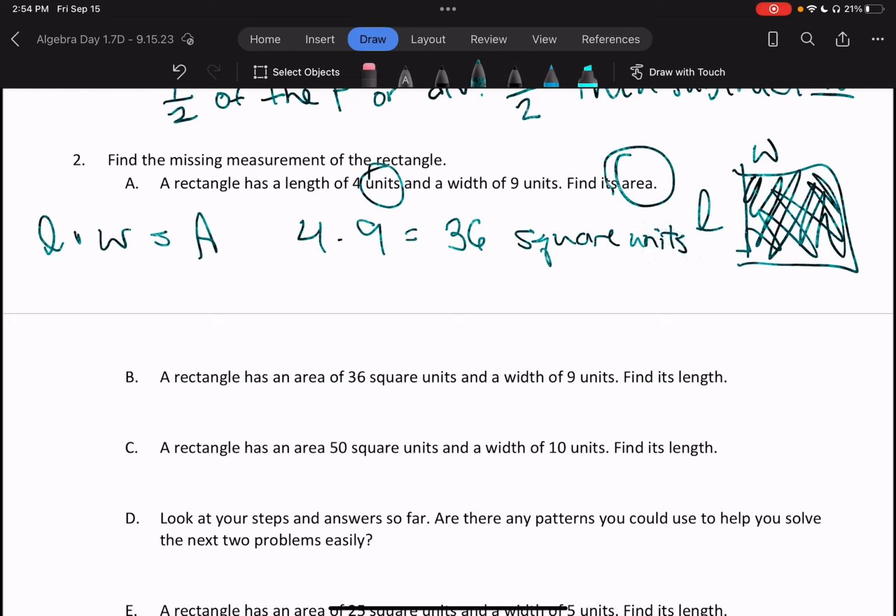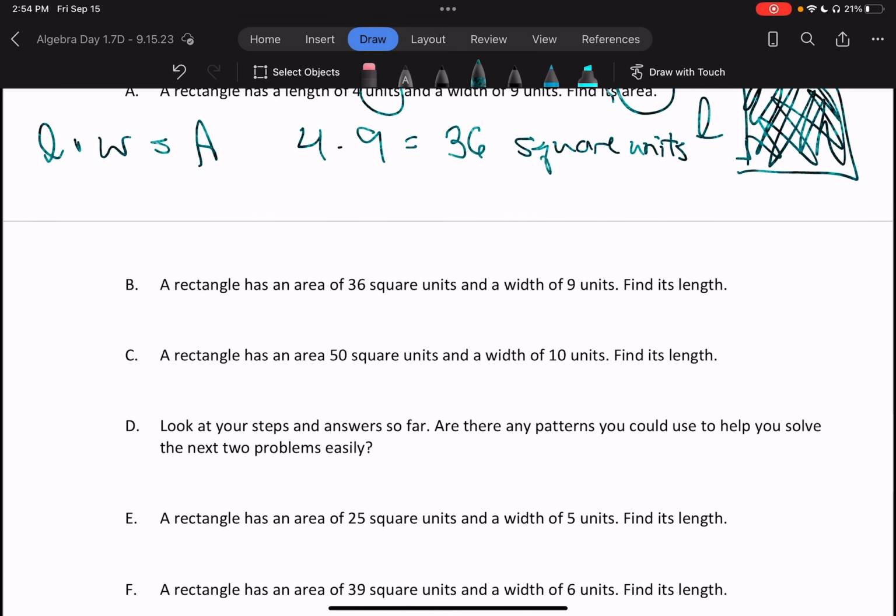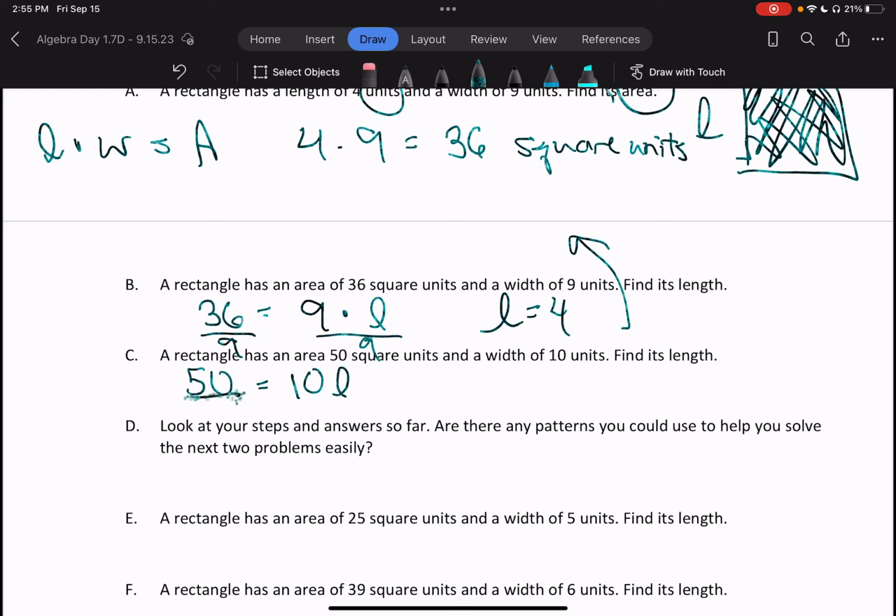If it was meters, we'd say meters squared, but we don't know what they are. So we're just going to say 36 square units. Now, if it gives us that a rectangle is 36 square units and has a width of 9, and we want to find the length, we can divide both sides by 9, and we will get L equals 4, which we saw up above. If it has an area of 50 and a width of 10, then we divide both sides by 10, and we get L equals 5.